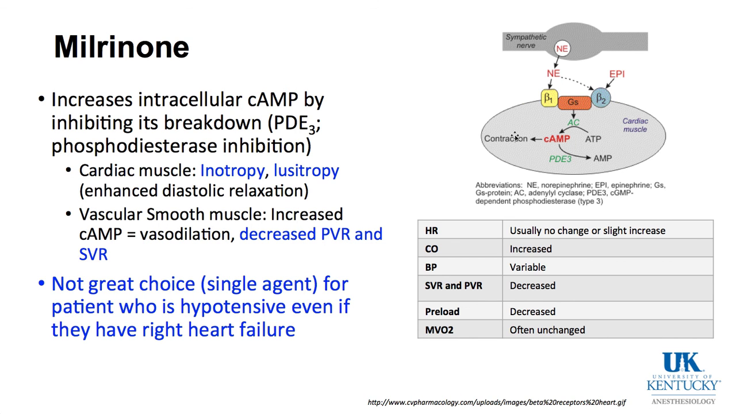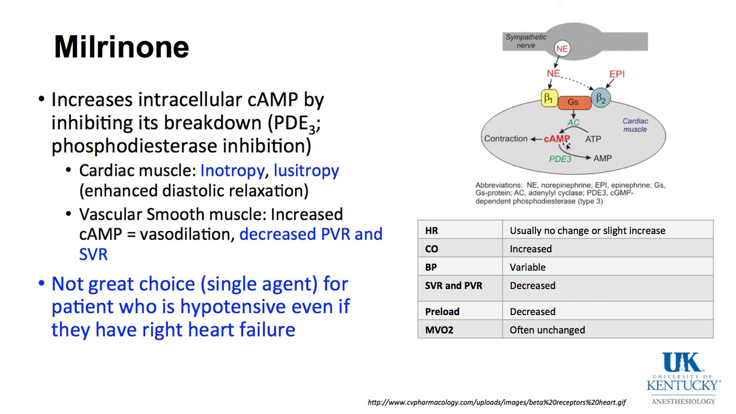So milrinone is occasionally given alone, inhibiting phosphodiesterase and the breakdown of cyclic AMP, but it is often given in combination with a drug like norepinephrine or epinephrine to synergistically increase contraction by increasing cyclic AMP. It causes inotropy, contraction, and lusitropy, relaxation, but it's also a vasodilator of both the systemic and pulmonary vascular system. When you bolus milrinone, you often will get a drop in blood pressure.